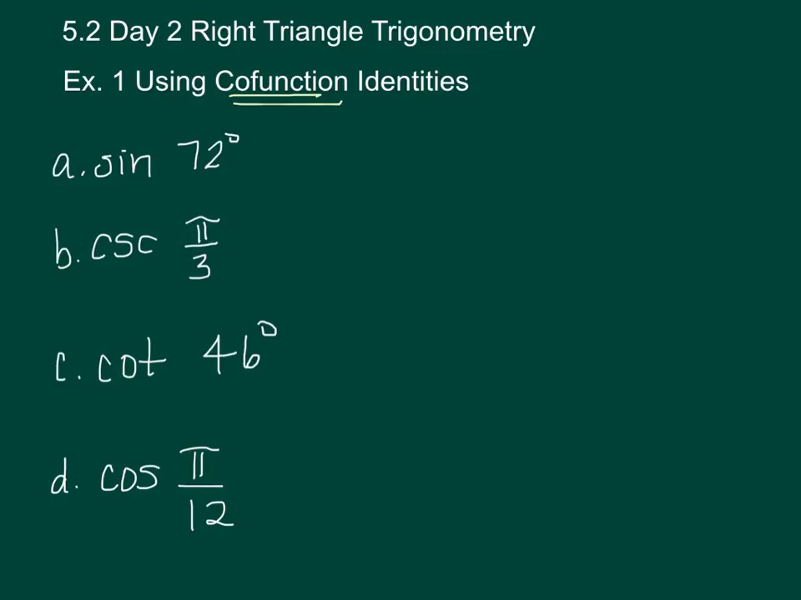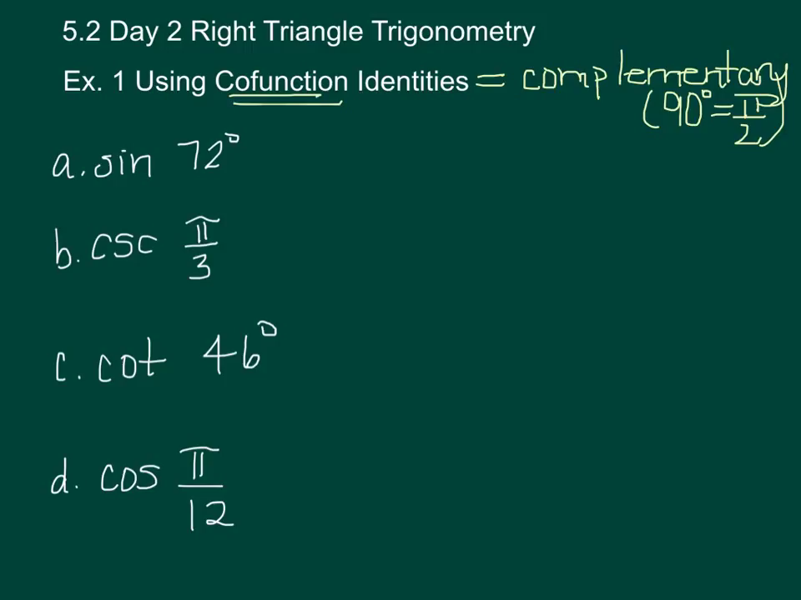Cofunctions are two angles that are complementary, and if you remember from geometry, they have to add up to 90 degrees. So they complement each other. So just remember 90 degrees, and in radians is pi over 2. If you look at your sheet, sine complements cosine, cosecant complements secant, cotangent complements tangent, and cosine complements sine.